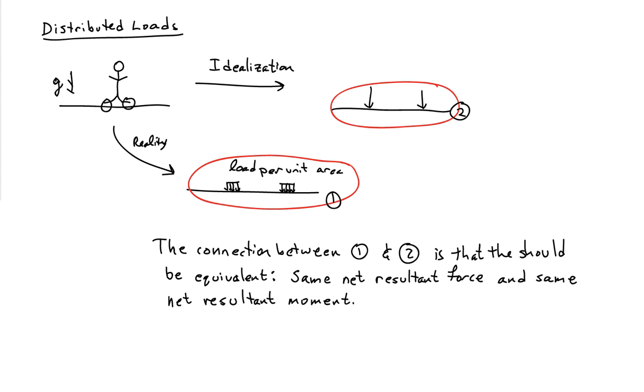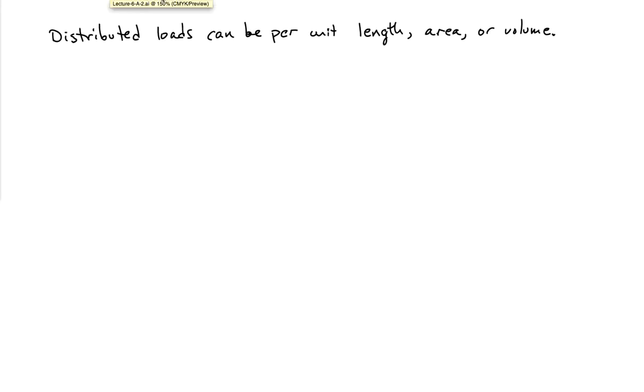But I just want to set the stage here: most loads are distributed over some area, and we convert those then into point forces, and the way we do the conversion is we make sure that the point force case has the same net resultant force and the same net resultant moment. Now, distributed loads themselves, they can come in a couple of different varieties. They can come per unit length, per unit area, or per unit volume.